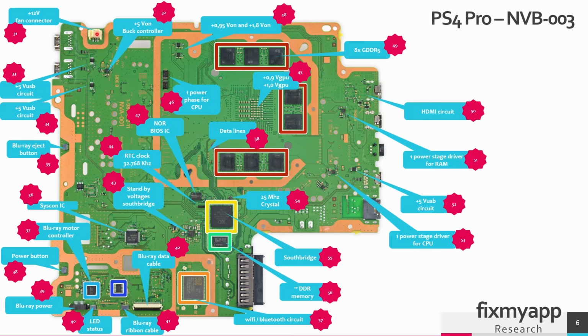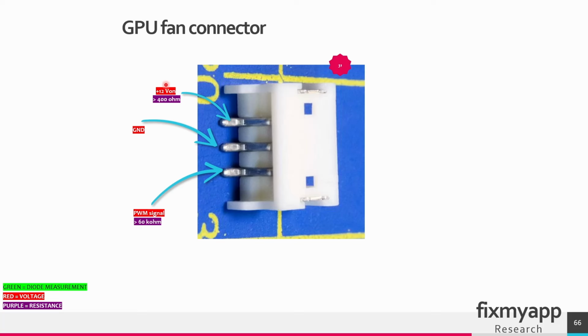This is the fan connector. The fan needs 12 volt, and this is in region 31. So this is the connector. On the first pin there should be 12 volt present when you turn the console on, and the resistance is higher than 400 ohms. The second pin is ground, and the third pin is where the PWM signal comes from the APU. So the APU will send a PWM signal to pin 3, and this will drive the fan. So the fan internal circuitry will interpret the PWM signal and adjust the speed of the fan motor.